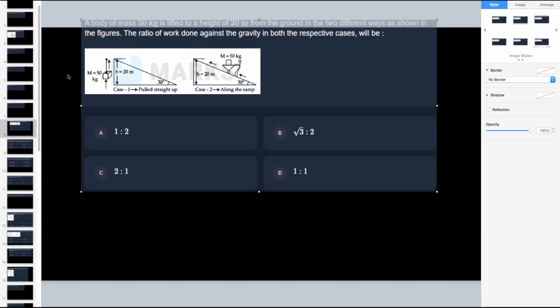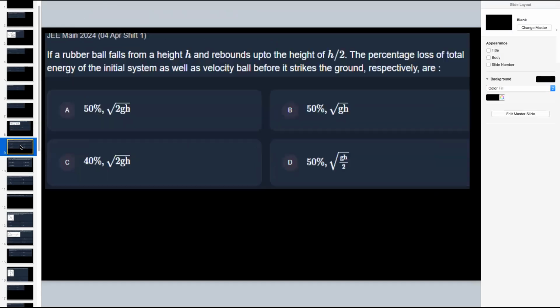We go for the next one. You see this question: a rubber ball falls from height h and rebounds up to height h by 2. The percentage loss of total energy of the initial system, as well as the velocity of the ball before it strikes the ground, respectively are?